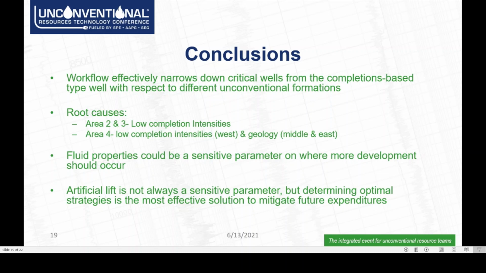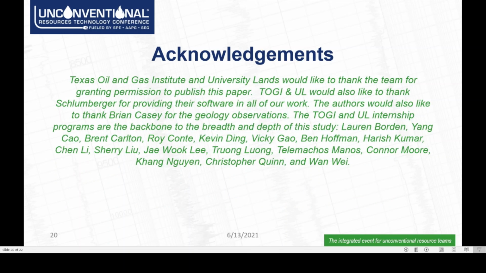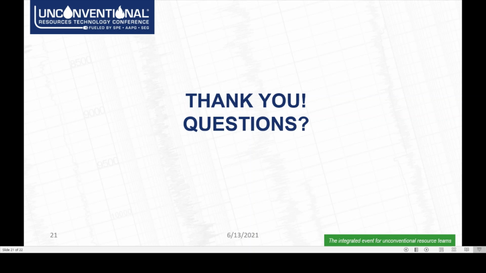Here are the conclusions, or takeaway messages, that I mentioned before. This workflow effectively helped us narrow down critical wells from a completion-based type well with respect to different unconventional formations. Some of the root causes were low completion intensities, and low completion intensities combined with geology, specifically for Area 4. Fluid properties can be a sensitive parameter on where more development should occur, and artificial lift is not always a sensitive parameter, but determining optimal strategies is the most effective solution to mitigate future expenditures. And that's the end of the presentation.